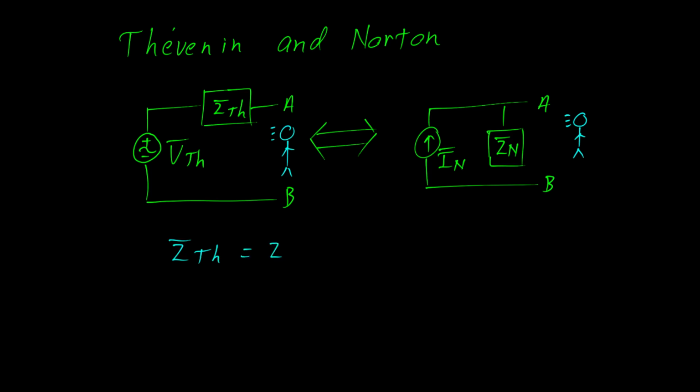There are three rules you need to know in order to switch between the two circuits. First, the Thévenin impedance and the Norton impedance are the same. Second, a Thévenin voltage is a Norton current multiplied by a Norton impedance. And the last one is a Norton current is a Thévenin voltage divided by a Thévenin impedance.